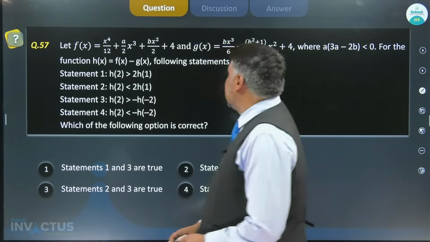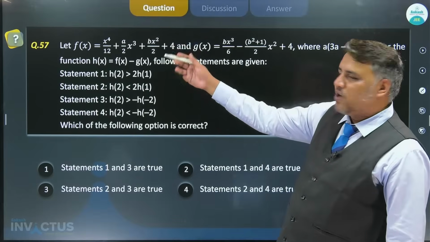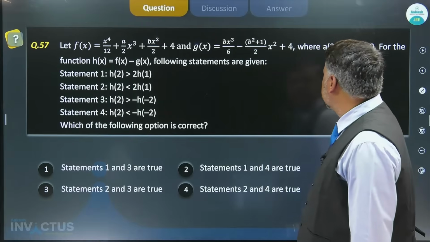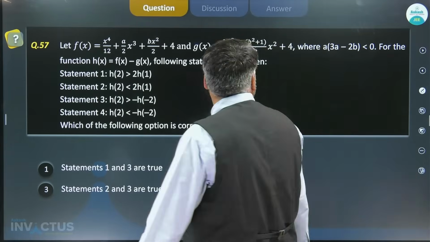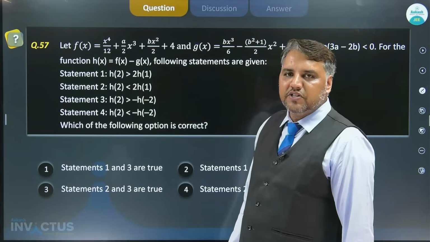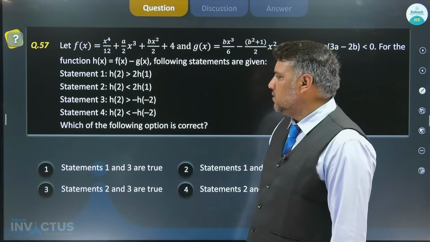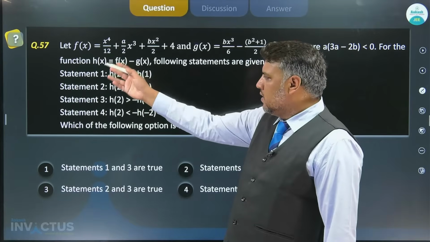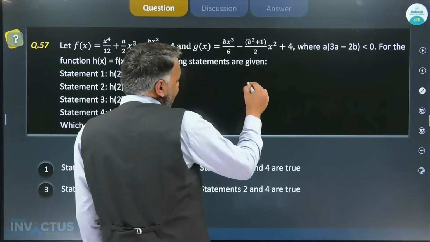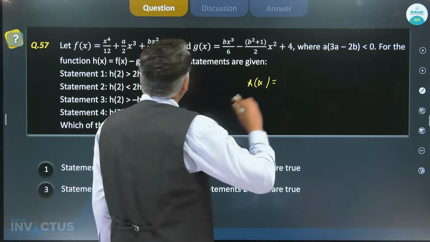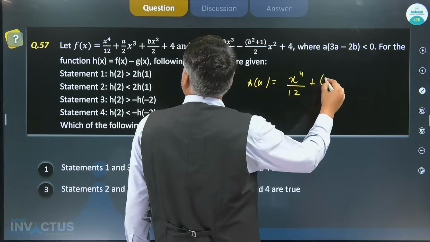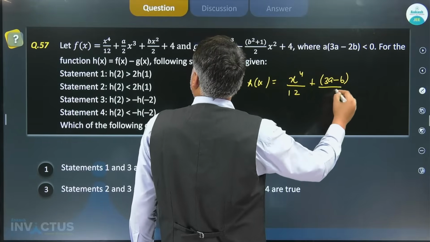There are two functions fx and gx. Both are taking the same value at x is equal to 0: f of 0 is 4, g of 0 is 4. And a condition is given that a into (3a minus 2b) is negative. Now we have to comment on hx is equal to fx minus gx, h of 2 greater than 2h of 1. We have to compare the values of hx, and hx is fx minus gx. So simply subtracting fx and gx, we will get hx is equal to x power 4 divided by 12, and in the cubic, we'll see (3a minus b) divided by 6 x cube.